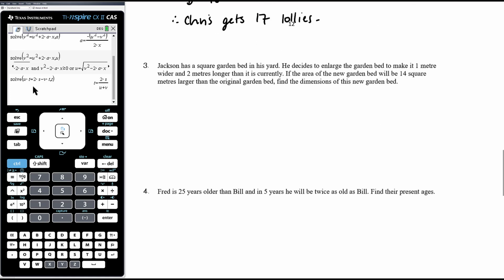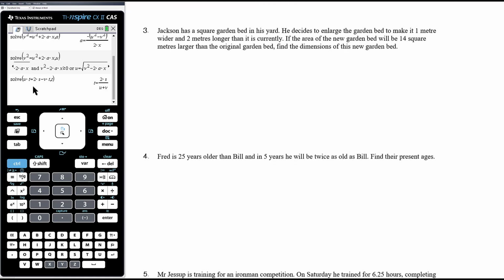Okay, example 3. Jackson has a square garden bed in his yard. He decides to enlarge the garden bed to make it 1 metre wider and 2 metres longer than it is currently. If the area of the new garden bed will be 14 square metres larger than the original garden bed, find the dimensions of this new garden bed. Okay, so let's have the original garden bed. That was a square, so let's call that x by x. And then he decides to make it 1 metre wider and 2 metres longer. So that's 1 and that's 2.